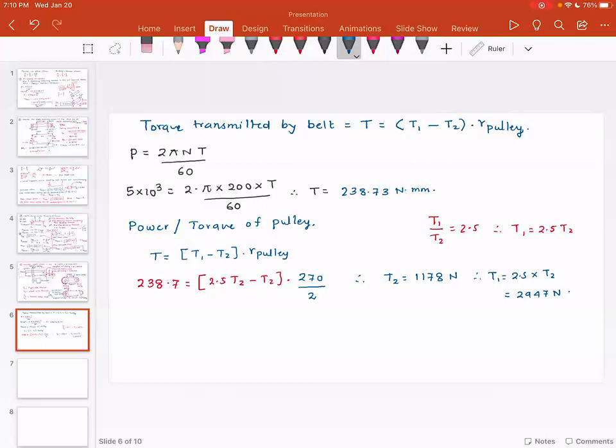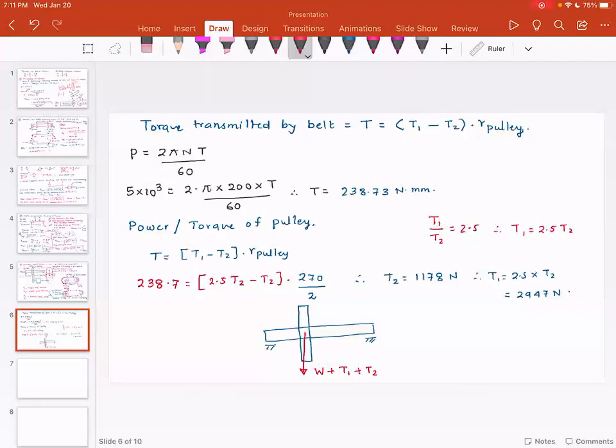So let's look at the loading on the shaft. I have this shaft, and this shaft is supported at the ends. There is a pulley at the center, and at this pulley there are three loads: W, the weight of the pulley, plus T1, the tension on the tight side, and the tension on the slack side. This is the total load at the pulley.